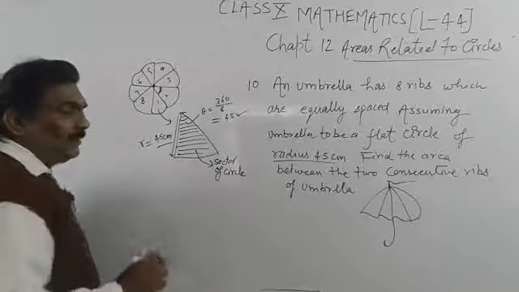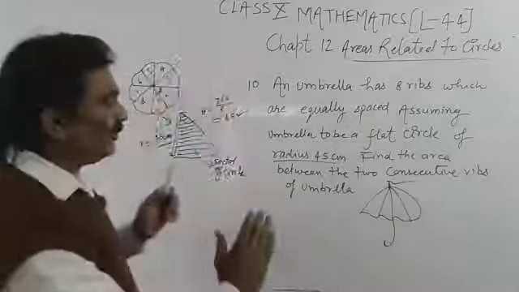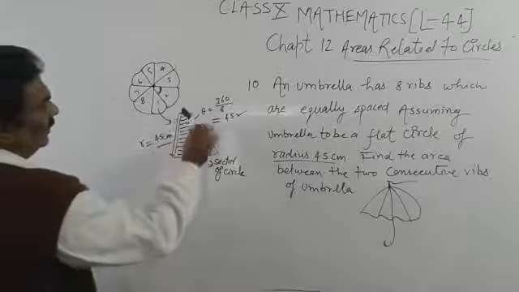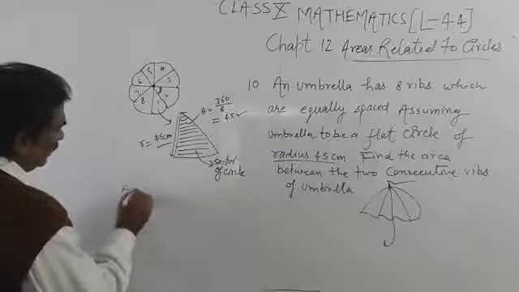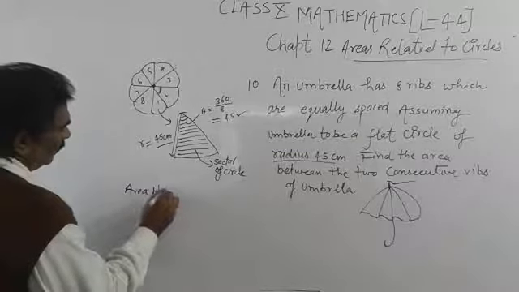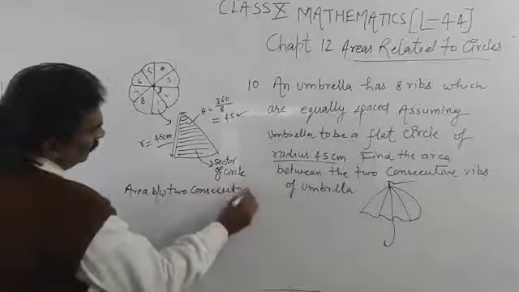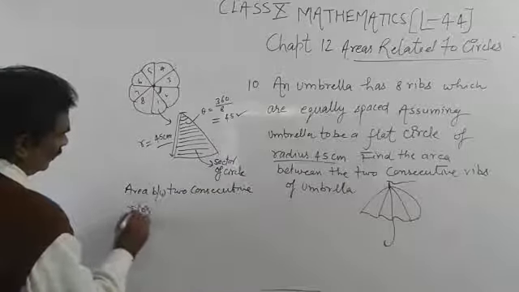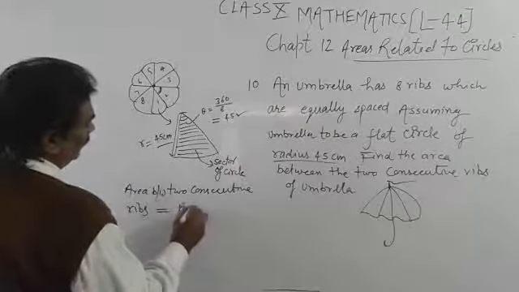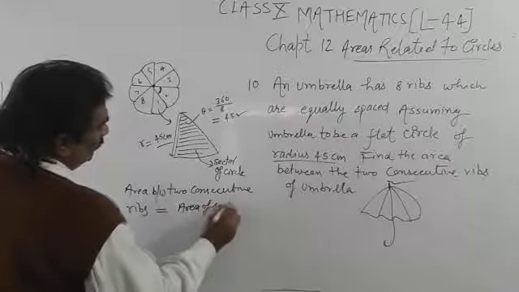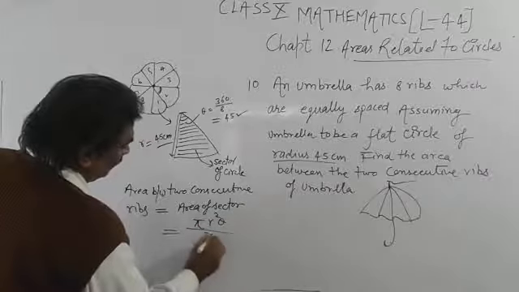and we have to find the area between the two consecutive ribs. Two consecutive means one after the other. So the area between two ribs is a sector of a circle. So we can write, area between two consecutive ribs is equal to area of sector. It means pi r square theta upon 360.